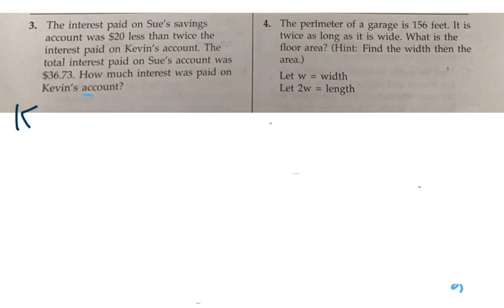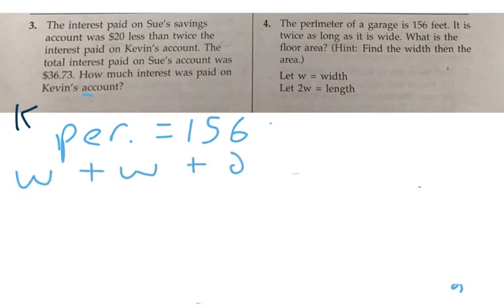All right, let's do one more. The perimeter of a garage is 156 feet. It's twice as long as it is wide. What is the floor area? Hint, find the width, then the area. So our perimeter is 156. I know that the length is 2 times the width, and the width, we don't really know anything about it. To get the perimeter, you add all the sides together. So we take the width plus 2W for the length, plus 2W for the length, and all that's going to equal 156.